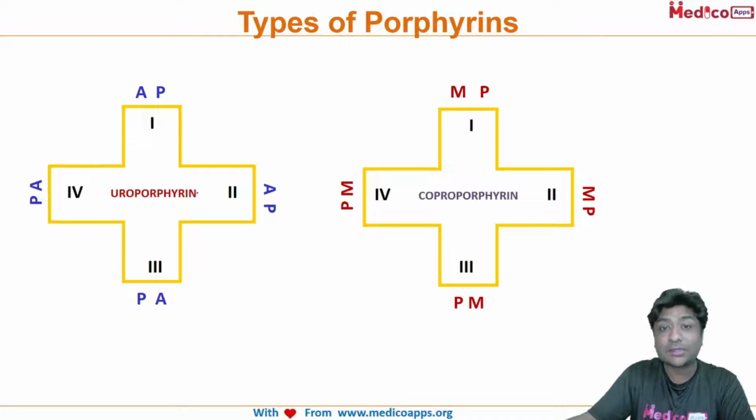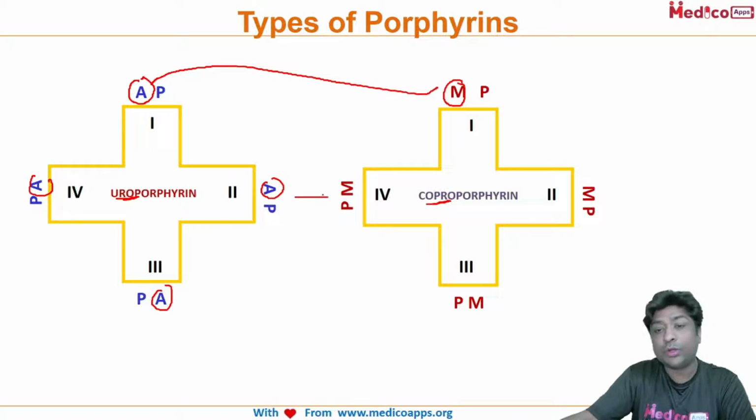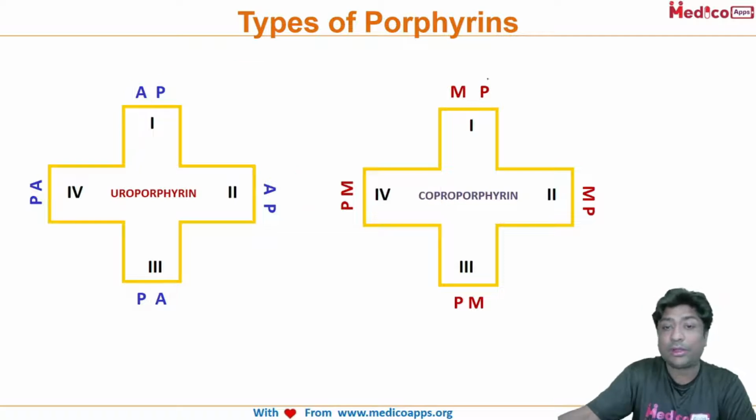Let's look at the next porphyrin, that is called coproporphyrin. What happens? The acetate undergoes decarboxylation to form a methyl. So all the 4 acetates will undergo decarboxylation to form methyl. So for uroporphyrin to be converted into coproporphyrin, there will be a decarboxylation reaction. And now what kind of ring do you have? You have MP, MP, MP, and the last one again will be PM.